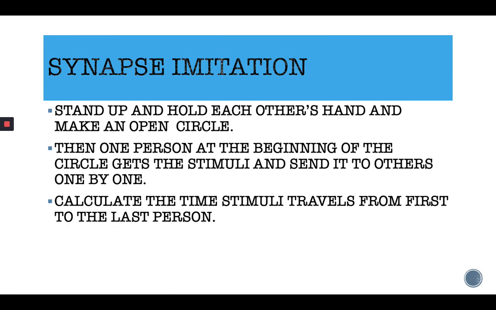So here we also have a synapse imitation. Stand up, hold each other's hands and make an open circle. Then one person at the beginning of the circle gets the stimulus and sends it to the others one by one. Calculate the time the stimulus takes to travel from the first to the last person. It's a really interesting game to play.